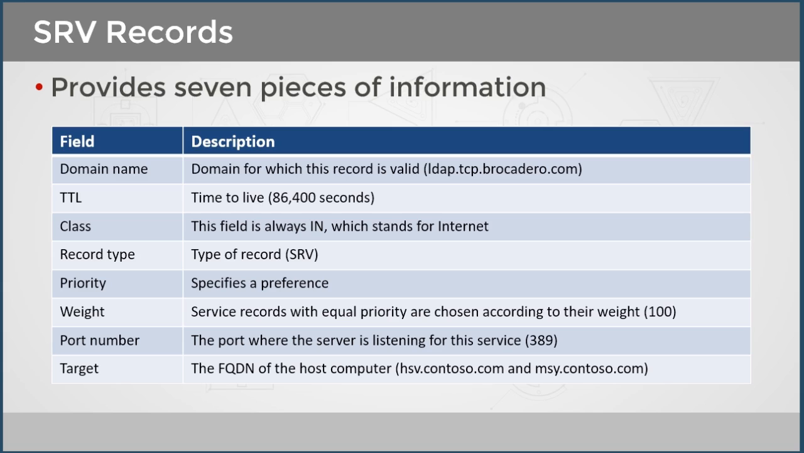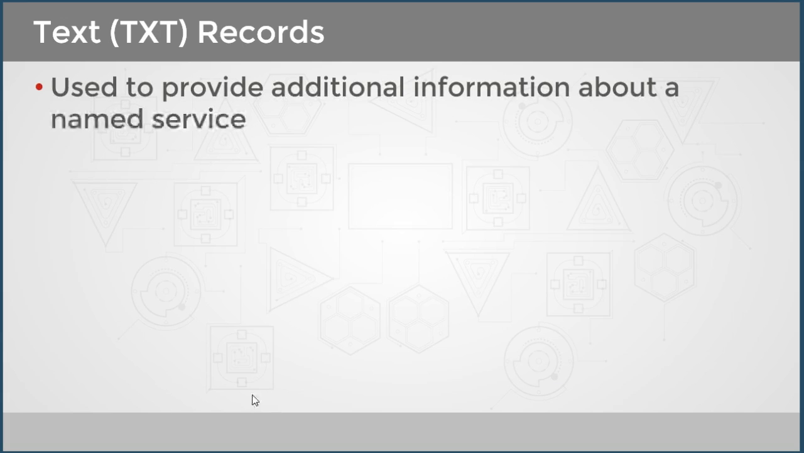In the example of LDAP, it's port 389. And the target is the fully qualified domain name of the host computer, dc1.brocadero.com, for example. Now, the TXT, or text record, is used to provide additional information about a named service.